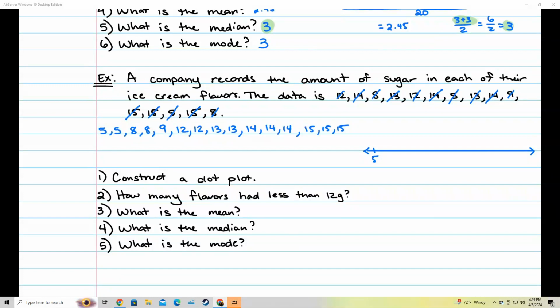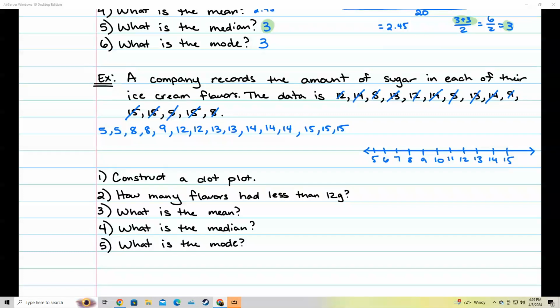So it's not going to be 8, it's actually going to be 6. Okay, so we're going to write 5, 6, 7, 8, 9, 10. And I need to go all the way up to 15. So 11, 12, 13, 14, and 15.